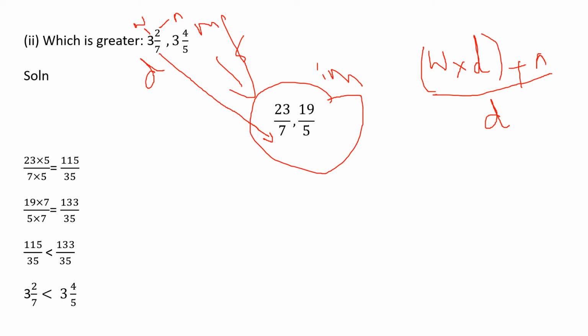So what will you do to compare? You will make the denominator same. So to make the denominator same, we will go for LCM method or else we'll go for cross multiplication method. Here the denominators are 7 and 5. So 7 and 5 are prime numbers, right? 7 and 5 are prime numbers. So we'll go for cross multiplication method. Okay, if both are prime numbers, you can go for cross multiplication.